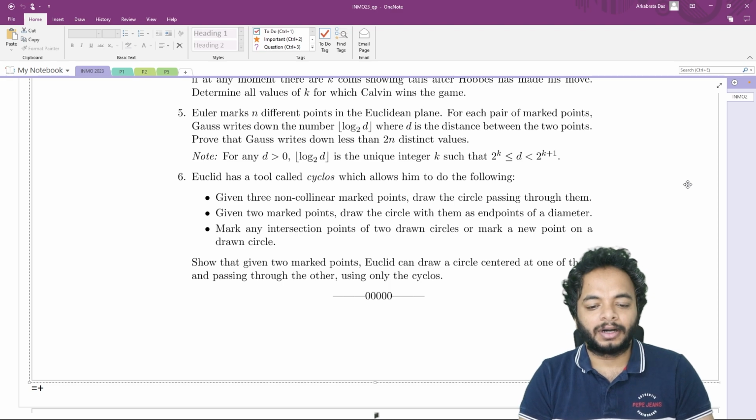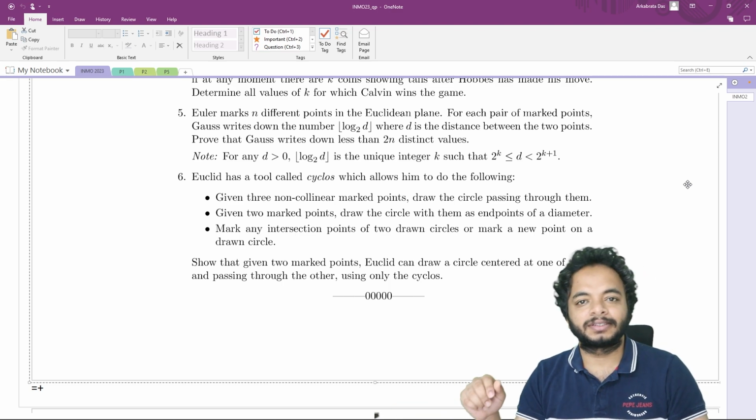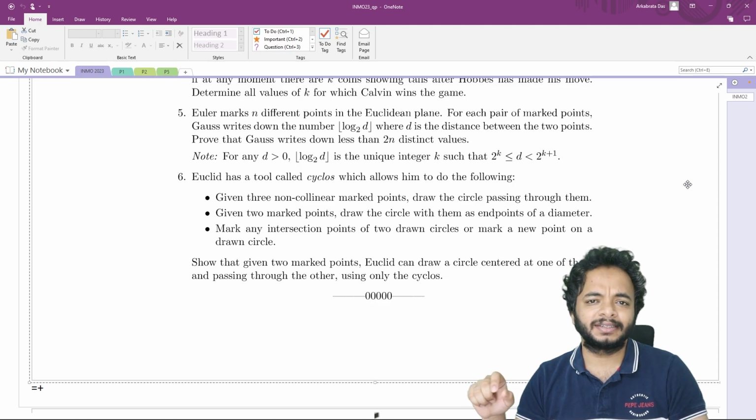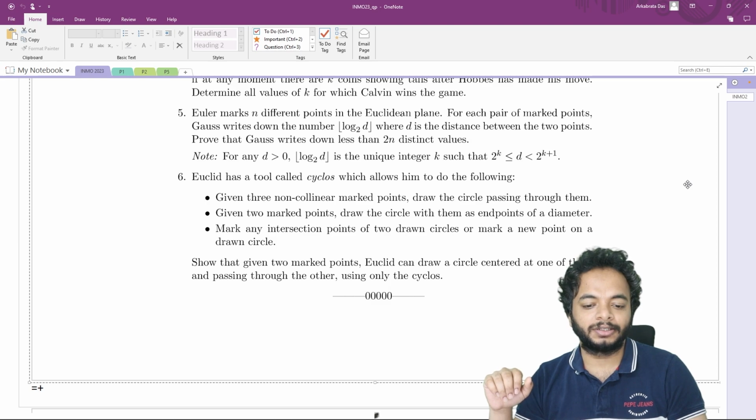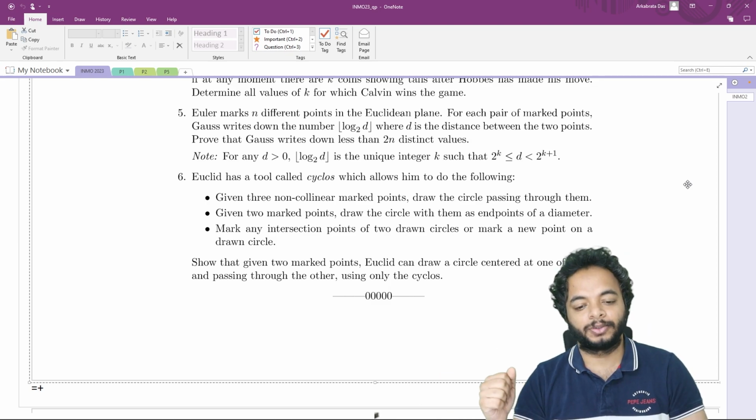Okay, so now suppose someone is writing down these integers, and so the distances between any 2 marked points, so that means there are n choose 2 distances, right? Because there are n points. But then how do we show that it's strictly less than 2n?